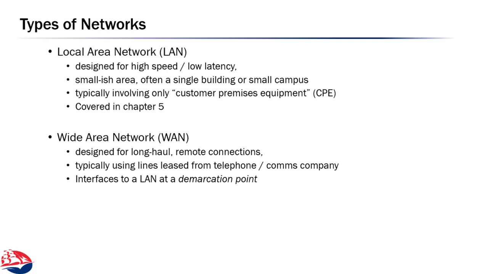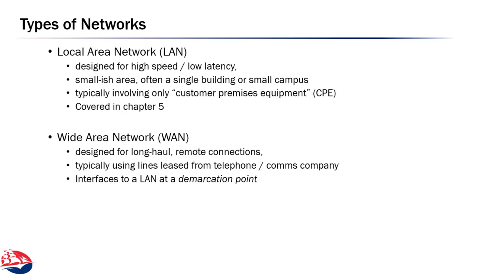The other way to characterize a local area network is that it is comprised only of the customer premises equipment, or the things that we own and maintain. Most of this is going to be covered in, I guess not Chapter 5, but Chapter 6, when we start looking at Layer 2 of the network stack.